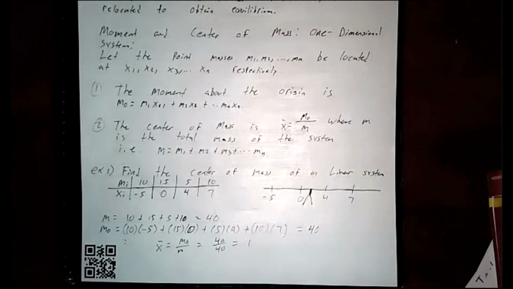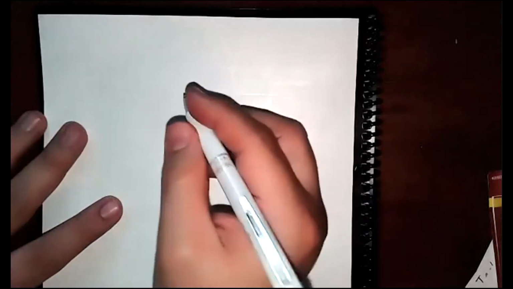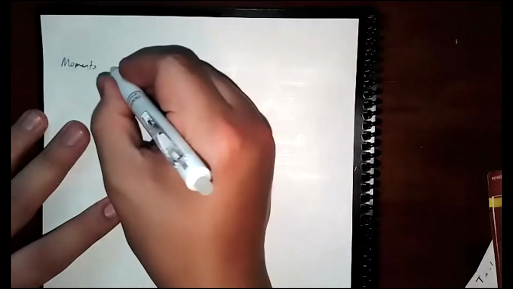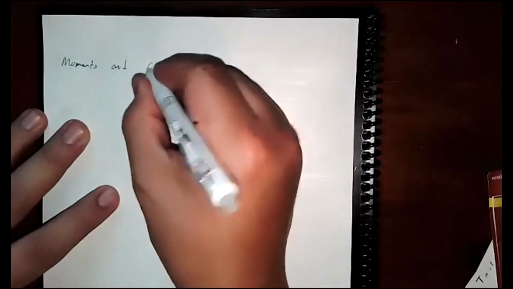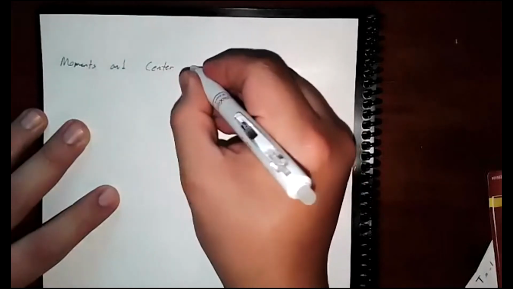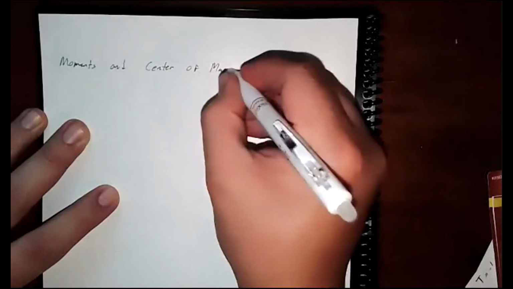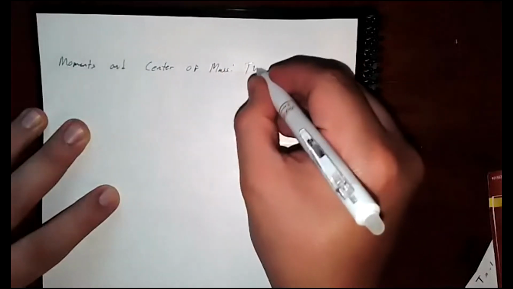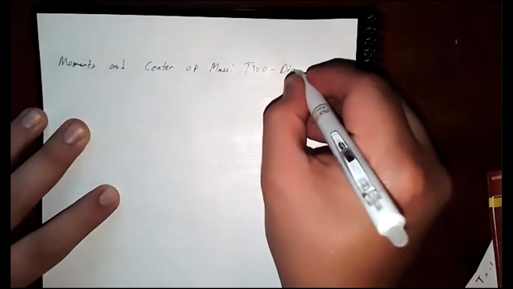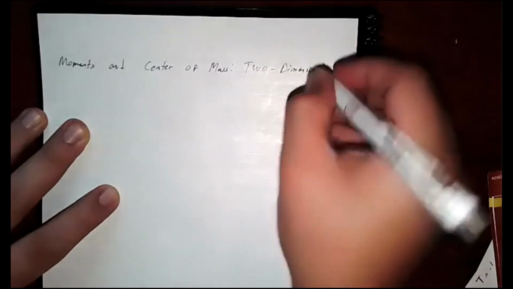All right. Let's move on to two-dimensional. So one-dimensional is not too bad, right? You just got to find that center x point. Two-dimensional, you have to find an x and a y. So moments and center of mass is a two-dimensional system.